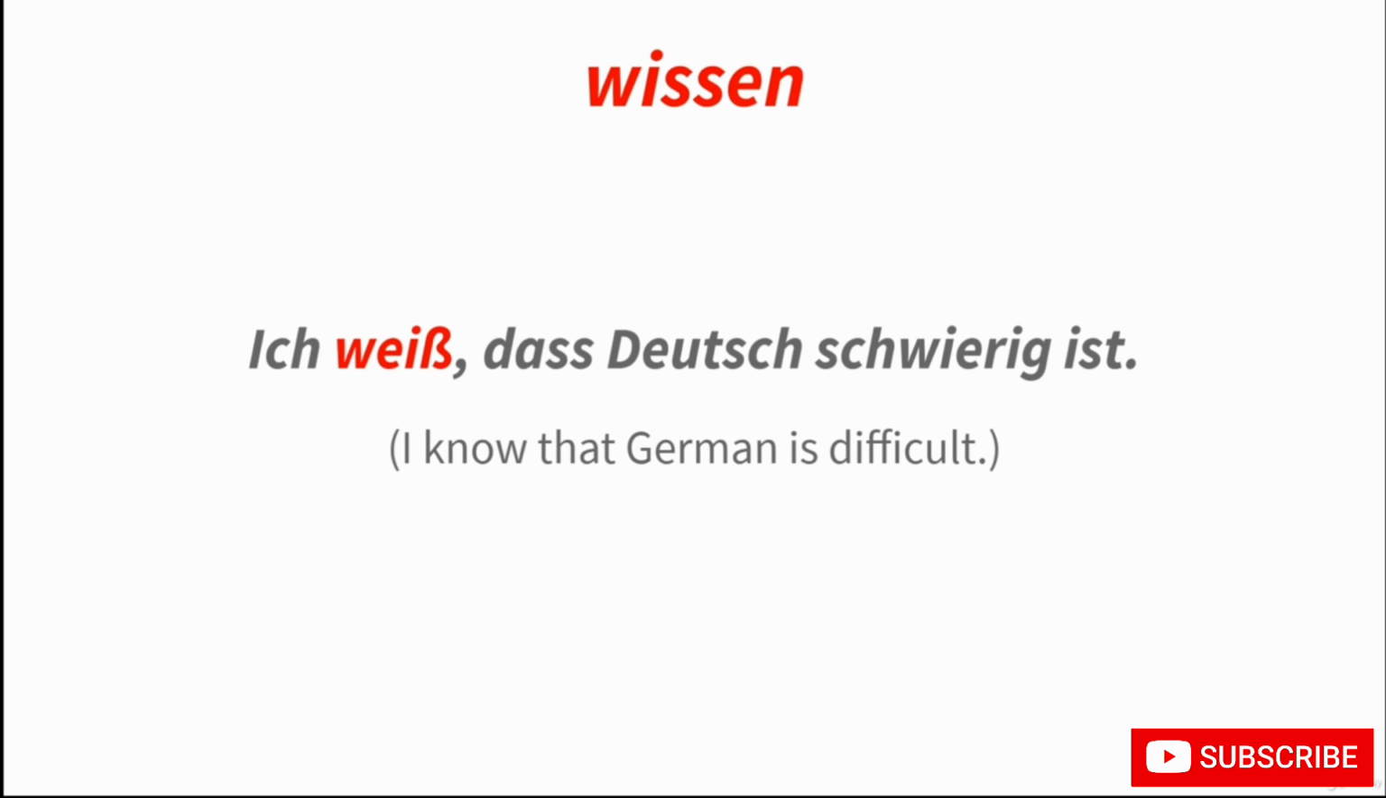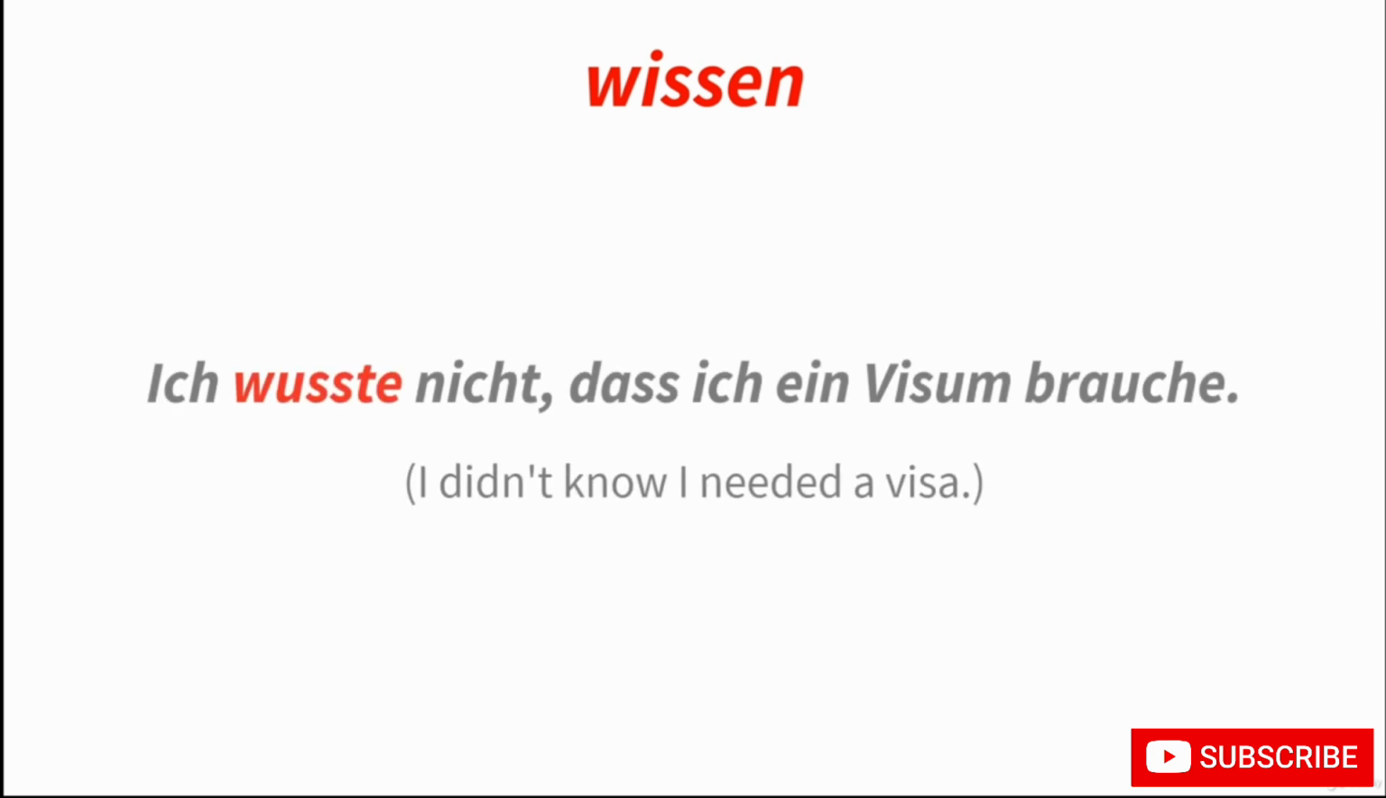Or ich weiß, dass Deutsch schwierig ist. I know that German is difficult. Which means I know the difficulties of the German language. Or ich wusste nicht, dass ich ein Visum brauche. I didn't know I needed a visa. For example, I want to travel to foreign countries, but I didn't know that I needed a visa. To go to some countries, a visa is required. That's a reality. That's why wissen must be used in this case.